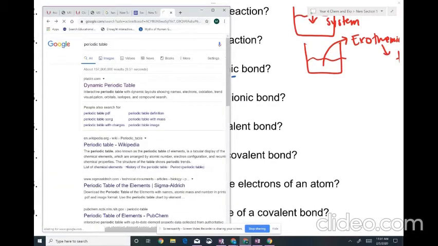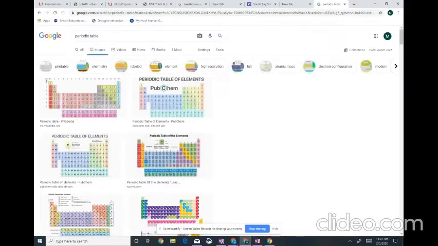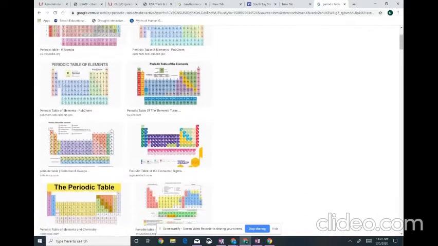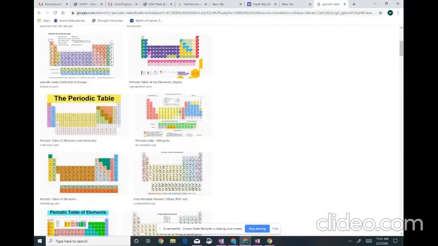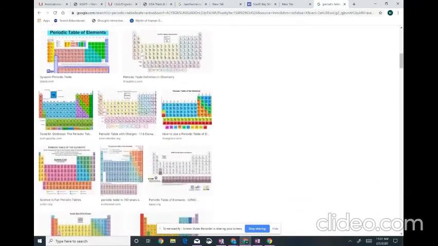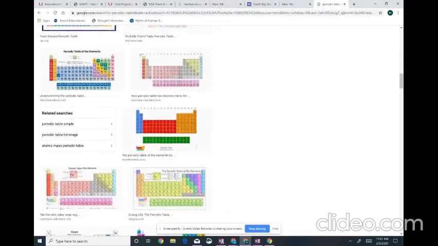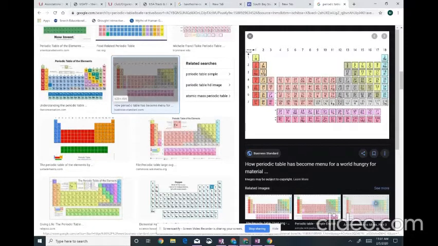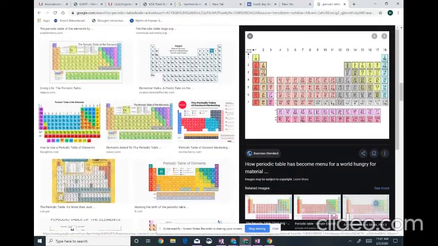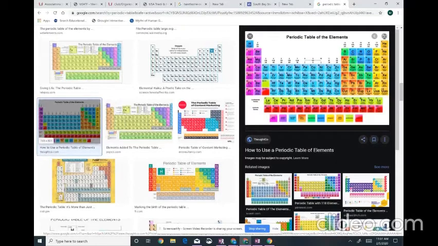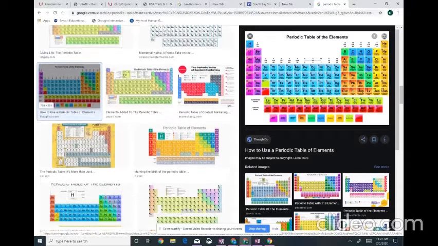When you look up a periodic table, very commonly what you will see is a bold line between your metals and your non-metals, and it separates what is going on here. For example, I don't see one that I really like, but let's go with this one.